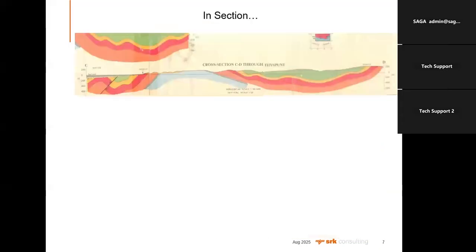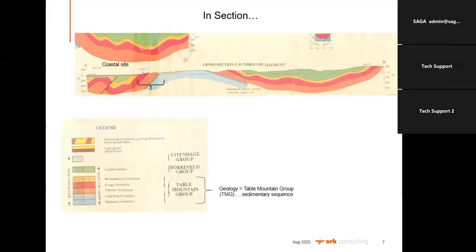It's better to look at a cross section. So there's the site over there. That's the sea, that grey bit over there. And you can see that in terms of the folding, that was the original fold that has been weathered and eroded off. So you've got a sequence of these sedimentary layers dipping into the sea in relation to the site. The site is over there, and it's the Table Mountain Group rocks.